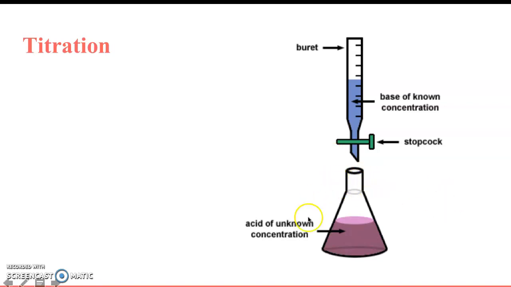In our Erlenmeyer flask, we have an acid of unknown concentration. And in this case, the indicator being used would be phenolphthalein because it's turned pink. But this is the general setup that you have to use. So again, you keep your unknown in one container, your known in the other, and you mix them until you reach that equivalence point, which is indicated using an indicator.